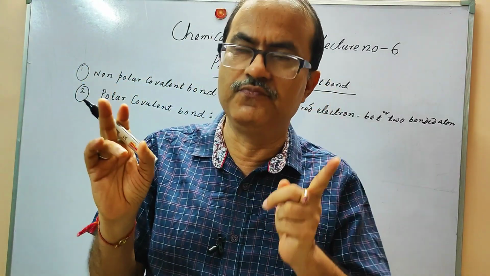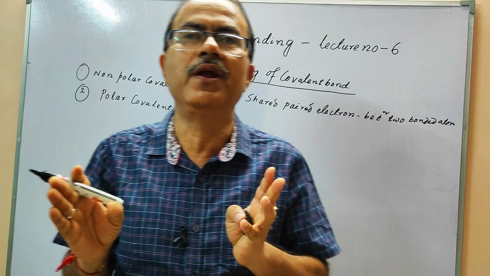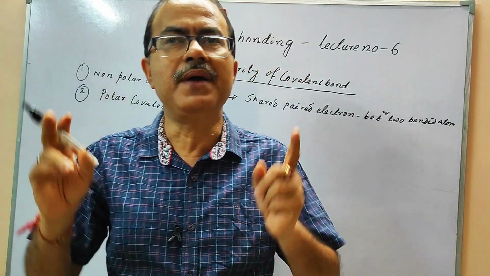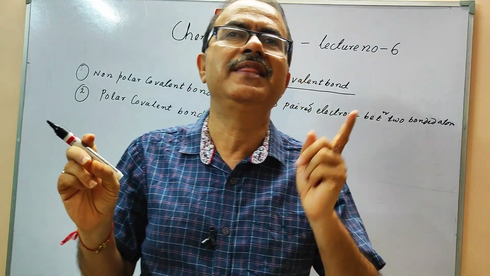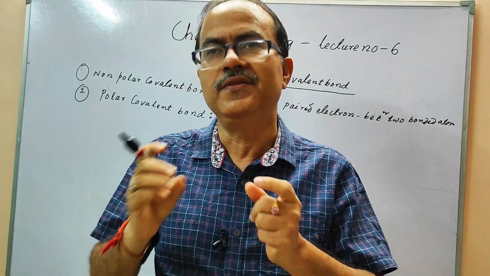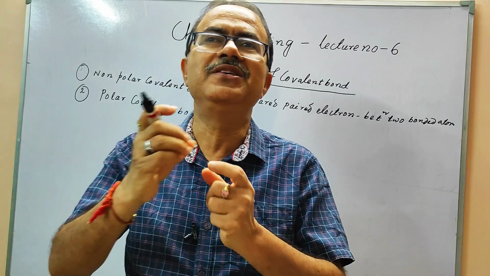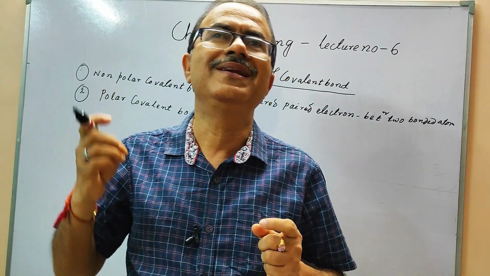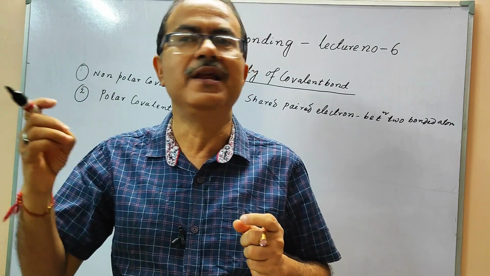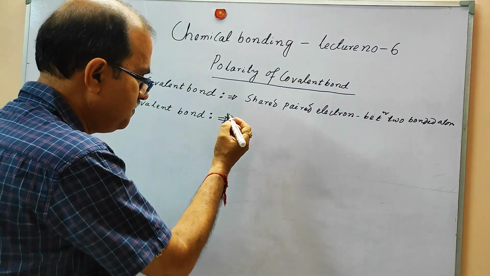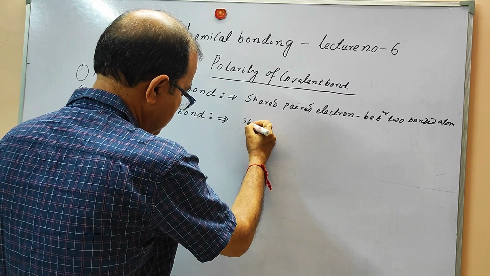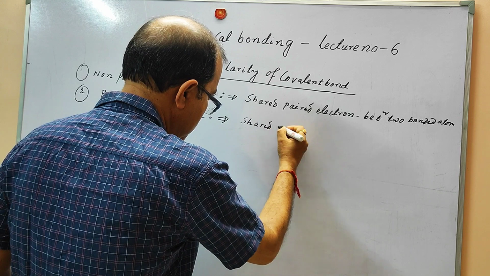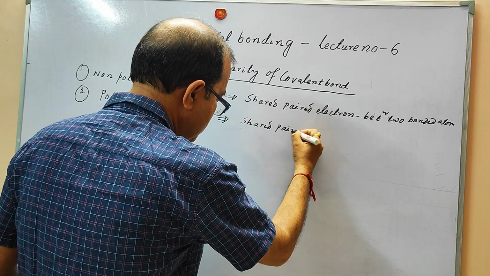That happens when the two atoms producing the covalent bond are not identical, meaning one of them has higher electronegativity than the other. When it is so, the shared pair of electrons will be shifted, distorted towards the more electronegative element. So where the shared pair of electrons is shifted, we can write it for this polar covalent bond.